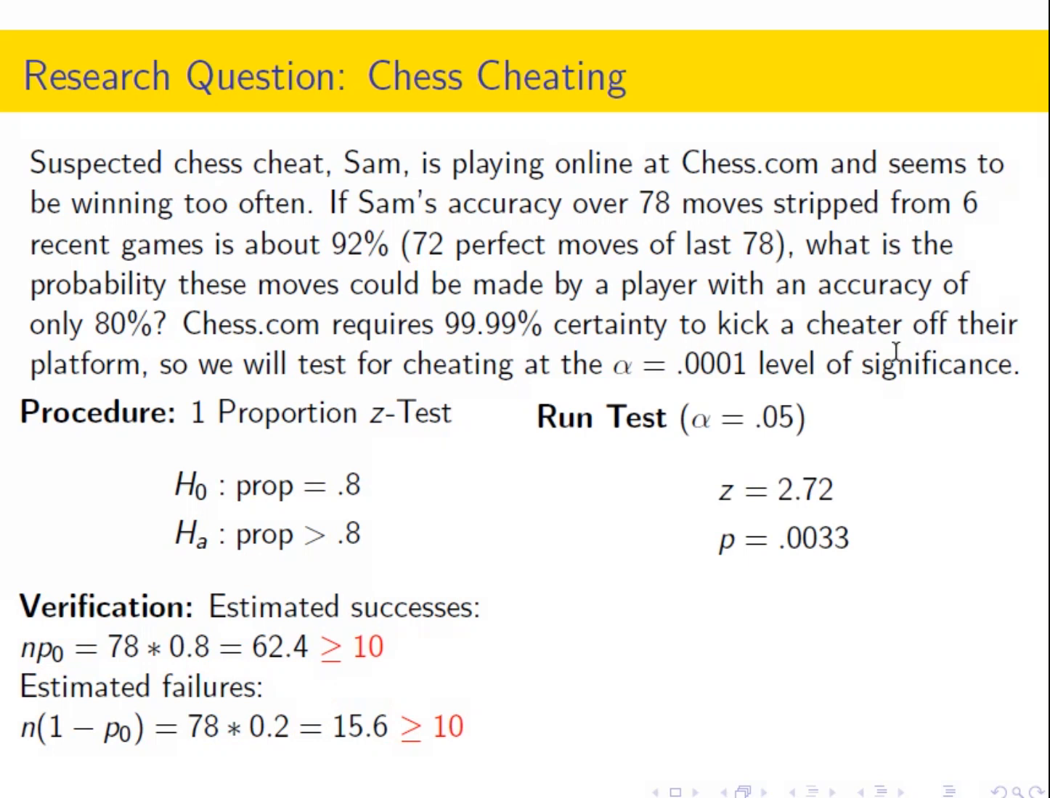So let's run this test. Where are these values coming from? Well, one final thing I need to point out is that the statistic here that we're calculating is p hat. This is the fraction of successes over the total, right? So this is where the fraction 72 over 78 comes in.